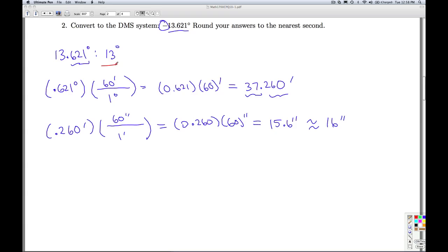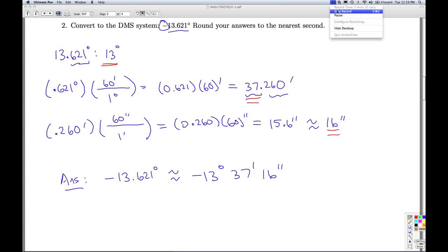So I put this all together. 13.621 degrees is 13 degrees, 37 minutes, and approximately 16 seconds. So for my final answer, negative 13.621 degrees is approximately negative 13 degrees, 37 minutes, 16 seconds. That'll do it for number 2.